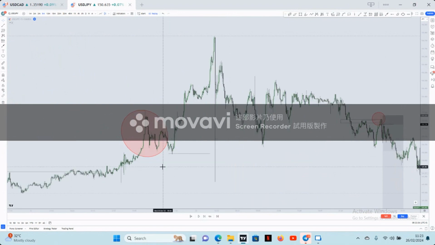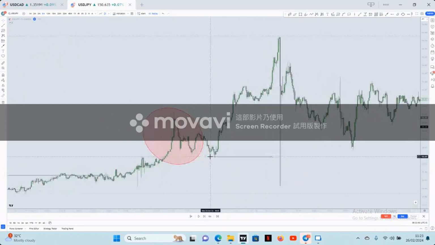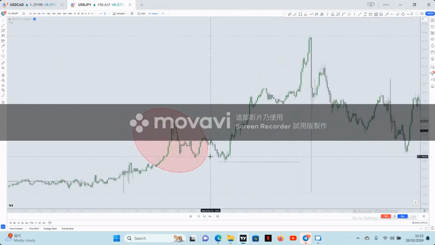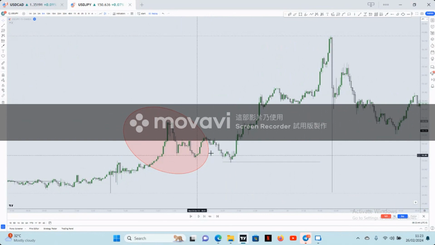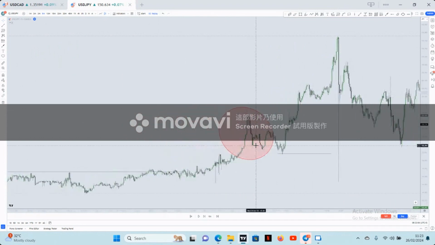We're supposed to look for entry here. We never even had a market structure shift, did we? We never had a market structure shift until price rallied up. So this will be mostly a case of a missed trade and nothing more.